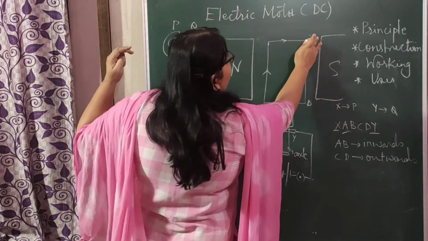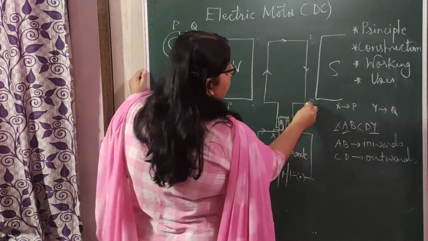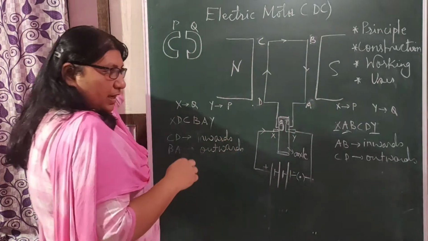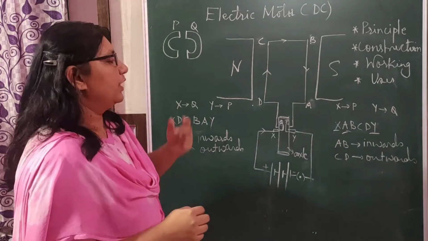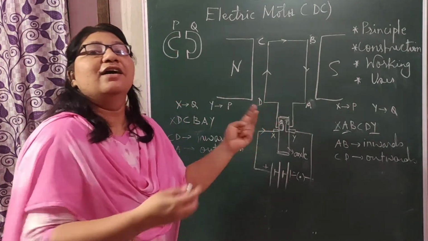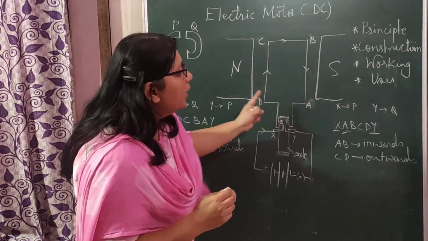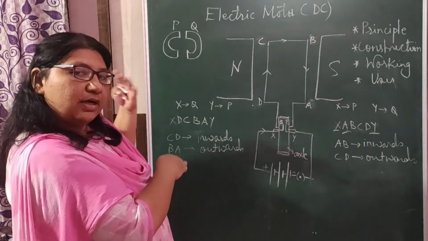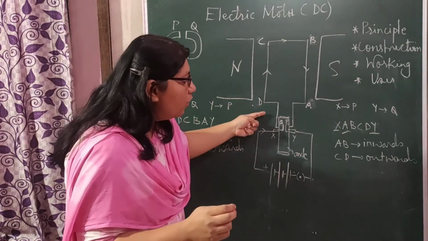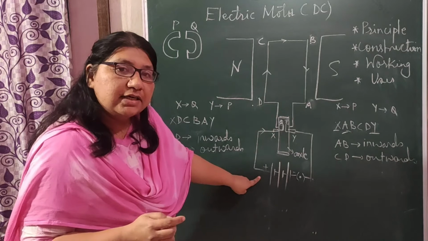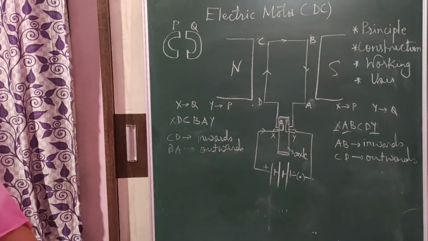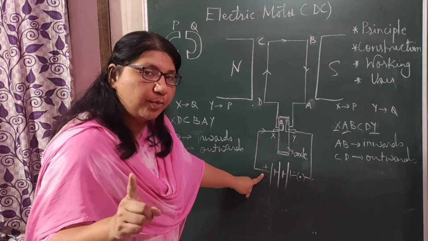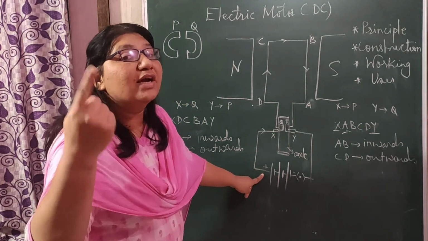So it is going to become like this: A, B, C, D. Are you getting it, children? Okay. Now the coil has completed one rotation, and now AB side has gone to the left hand side and DC has come to the right hand side. Now look at this. Still there is a battery, and look at that battery. It is still having the same polarity, but now how will the current flow?